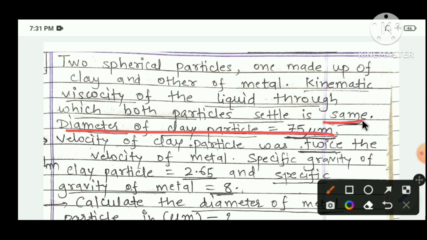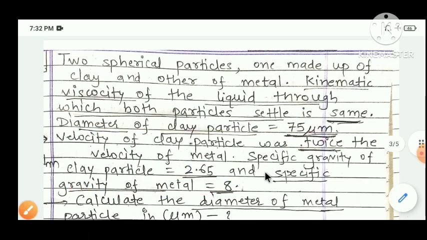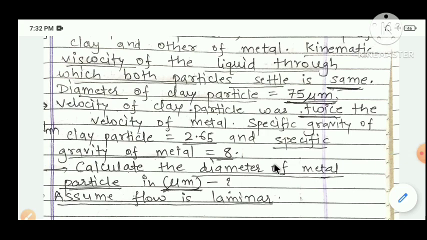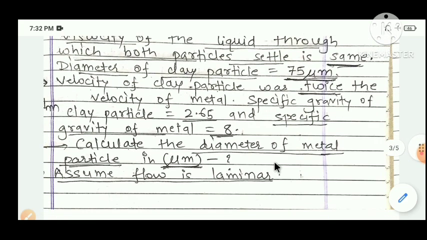Okay, kinematic viscosity is the same. Then the velocity of the clay particle was twice the velocity of the metal. Also, the specific gravity of the clay particle was given as 2.65, and the specific gravity of the metal was given as 8. You have to calculate the diameter of the metal particle in micrometer, and you have to assume that the flow is laminar.